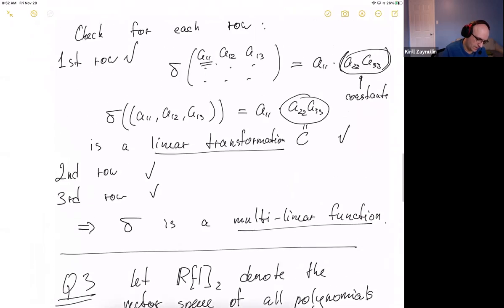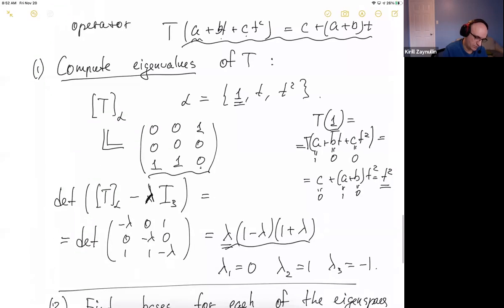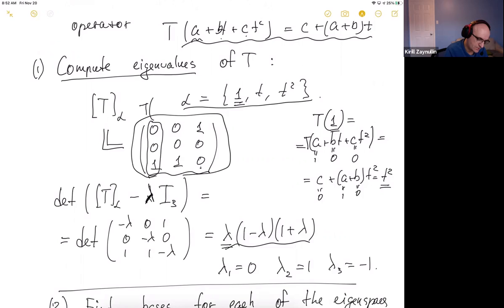Okay, let me go back. You mean in this matrix? Good. This is a transformation matrix with respect to this basis. How do we write down the transformation matrix? Each column of this matrix is just T of 1, the second column is T of t, and the last column is T of t².